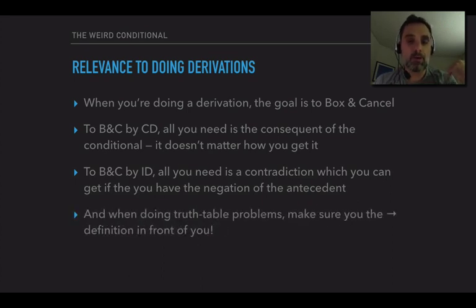And then finally, when doing truth table problems, you want to make sure that you have the arrow definition in front of you or have it very well memorized, because it's not intuitive. If you think of the arrow as meaning if-then, that can mislead you because it doesn't really mean the same thing. So those are some observations, some things we want to remember about how the arrow works, and that the conditional in English is more complicated than that in many cases.